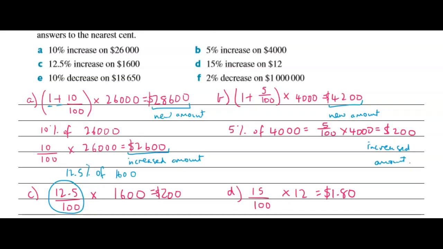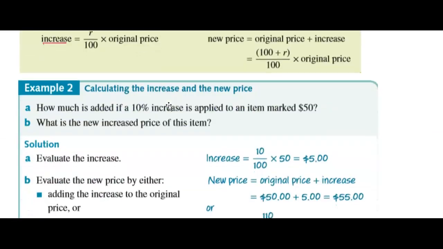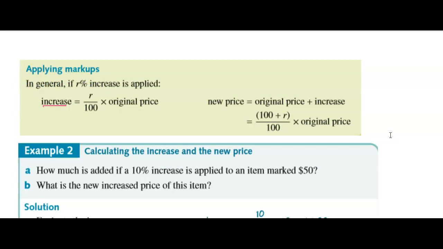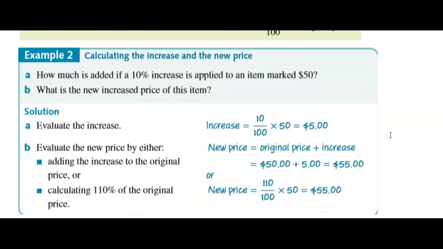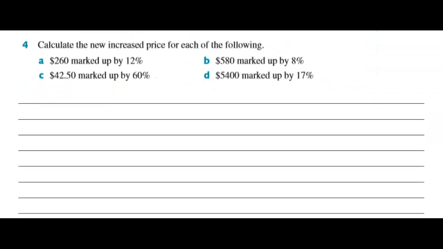Now I might just mark it here. It's exactly the same working out, just to work out the increased amount, and the new amount I've put there. That's the second part of this. Your new price is your original price plus your increase, but I showed you earlier how we did it when we did number patterns and recursion. There's example 2, which you can look at, but we've already done some questions, so let's skip straight into question 4.